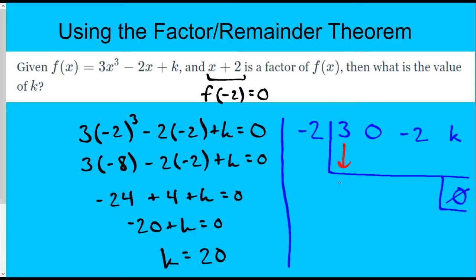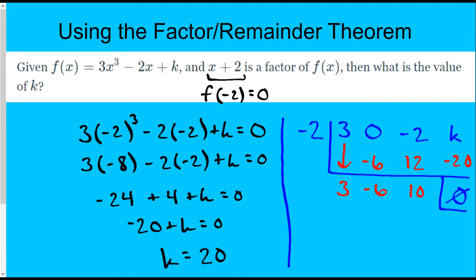Okay, but if I did synthetic division knowing I'm going to get a remainder of 0, I would copy down the 3. -2 times 3 is -6. 0 plus -6 is still -6. -2 and -6 is a positive 12. And then -2 and 12 gives you a positive 10. So -2 times 10 is -20.